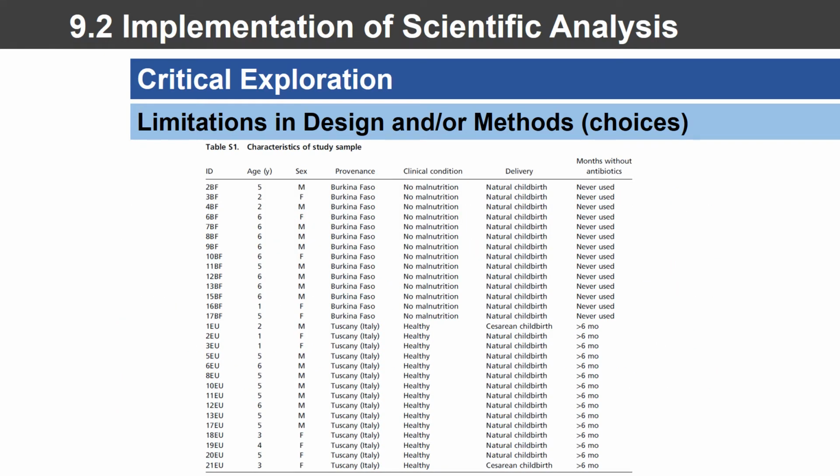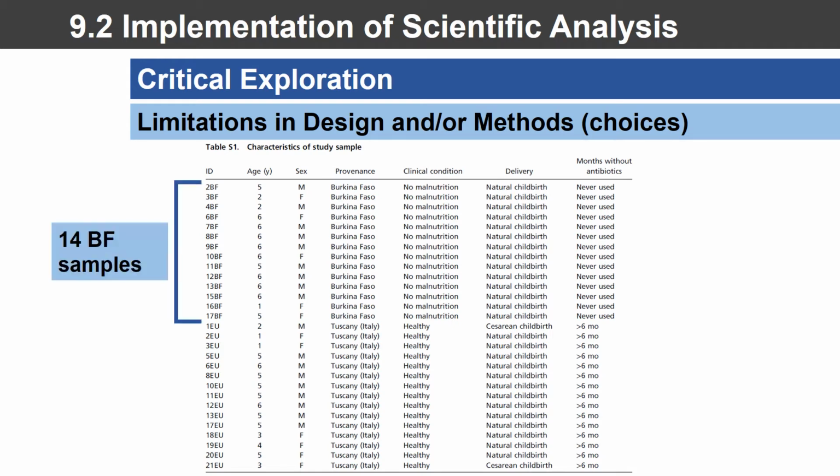Here is table S1, which I've copied from the supplement and put right here for you. And on the left column, you see ID, and so they've given an anonymous number to each donor from both groups, BF and EU, designating the different areas, Burkina Faso and Tuscany, Italy. So if you were worried about that discrepancy and you wanted to make sure that you had the right number, this is one place to find it.